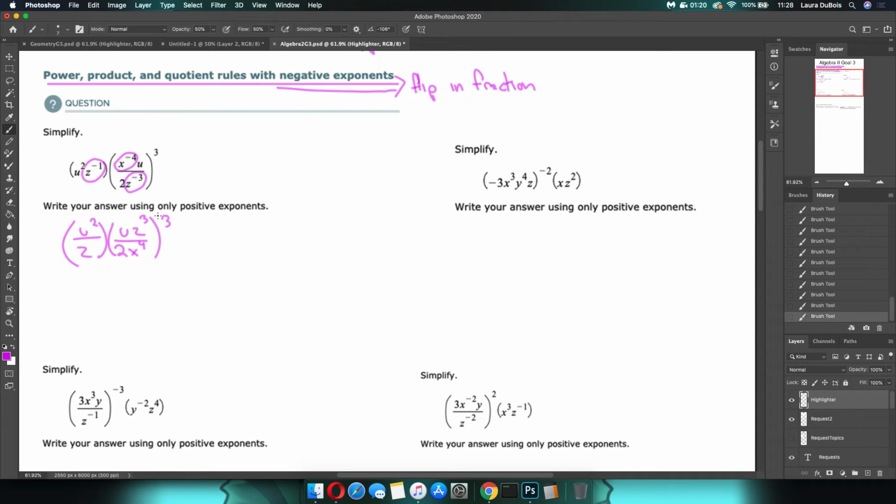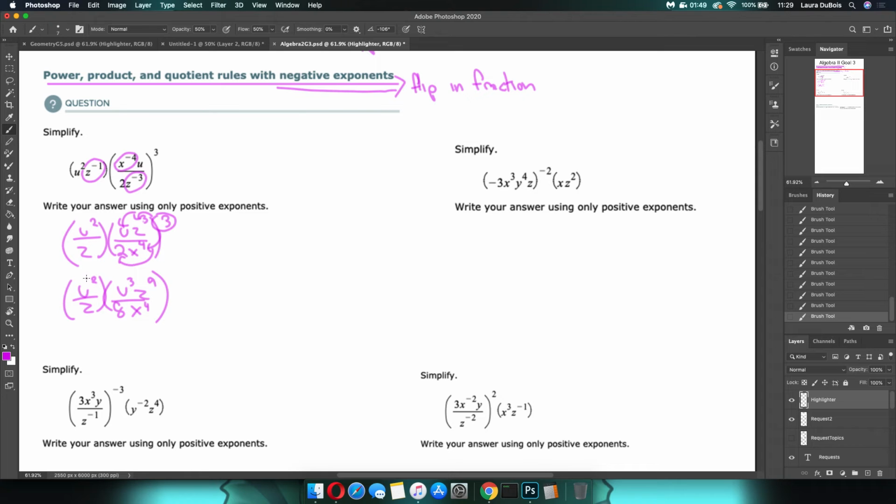Then, like we did in earlier topics, we're going to take this outside exponent and distribute it across everything inside. So it'll be u squared over z, because we haven't touched that yet. U to the 1 times 3, u cubed. Z to the 3 times 3, z to the 9. 2 cubed is 8. X to the 4 times 3 is x to the 4th. And now we're ready. We can now multiply across.